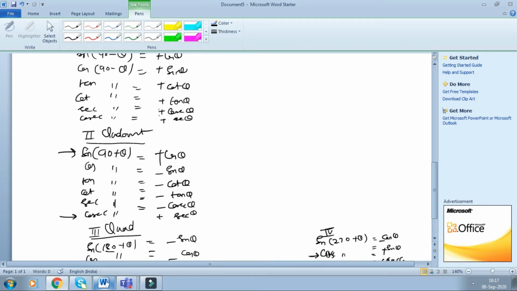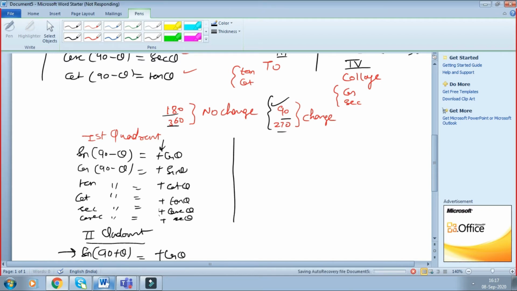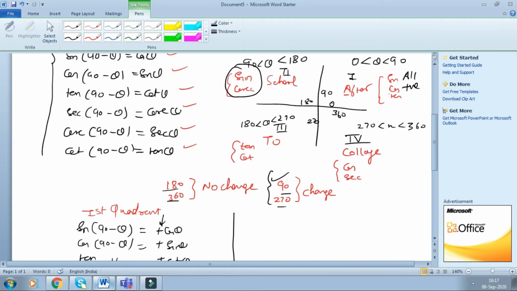This is very easy to construct, but it is not finished yet. Now let us suppose we want to move into the first quadrant. There is another way to move towards the first quadrant. See, earlier we moved towards the first quadrant by 90 minus theta, but there is one more way to move into the first quadrant, that is 360 plus theta.